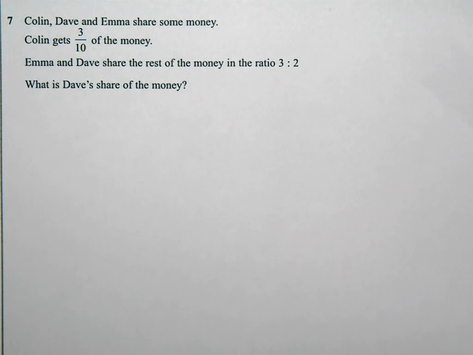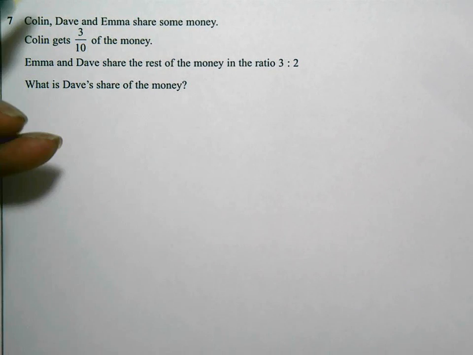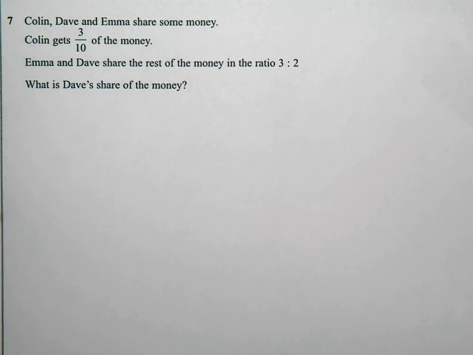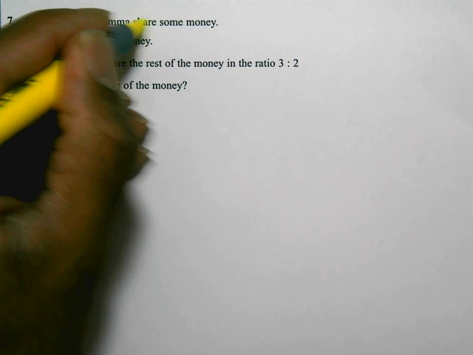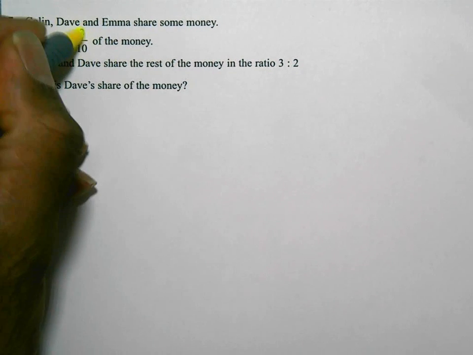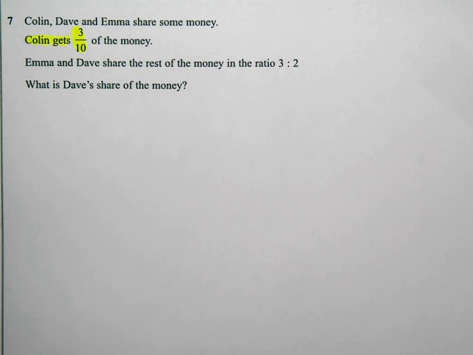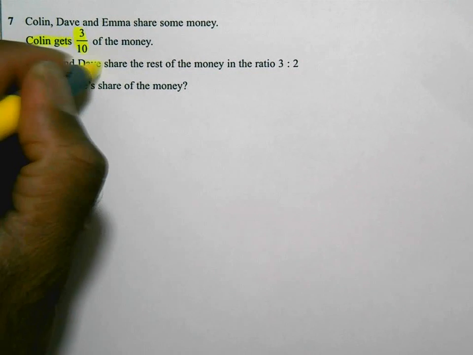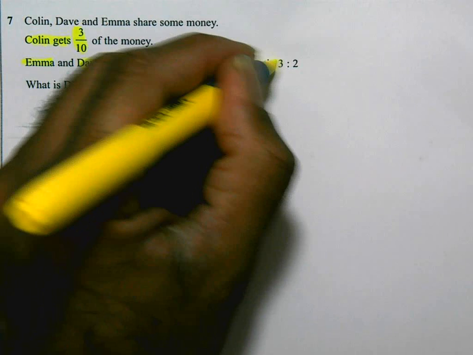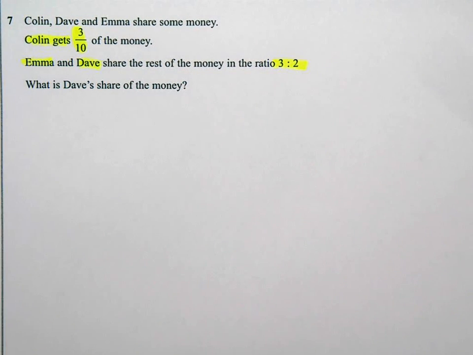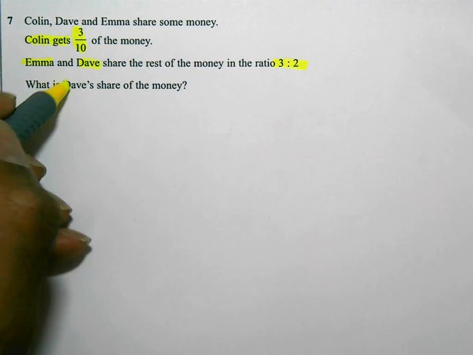Follow it, make sure you understand it, think about other possible ways you could do it, but do just follow this. So first, reading the question. Colin, Dave and Emma share some money. Colin gets 3/10 of the money. Emma and Dave share the rest of the money in the ratio 3:2. What is Dave's share of the money?